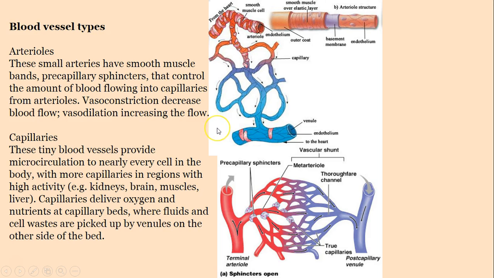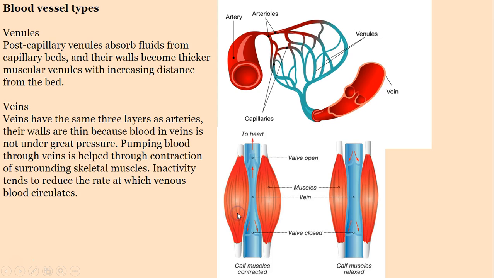Capillaries, tiny. And in fact, red blood cells just travel single file, or they have to fold as they go through these. And they're more abundant in tissues with more activity: kidneys, brain, muscles, liver. They're going to deliver oxygen and nutrients to those capillary beds, and that's what we're seeing right here. It's not a complete connection here like it shows. It's more of an open bed where the venules are going to pick up the waste products and the carbon dioxide and so forth.